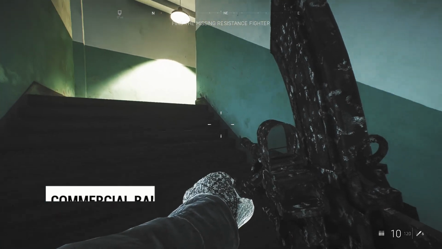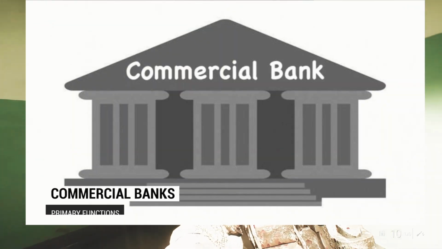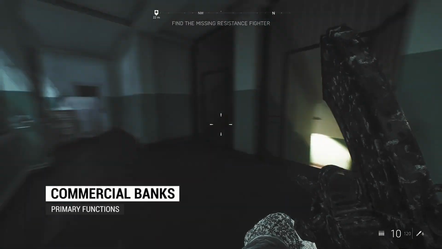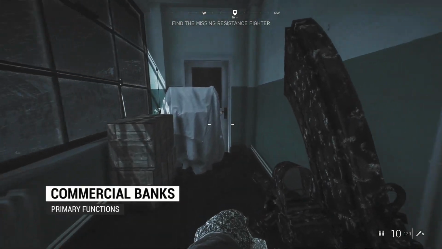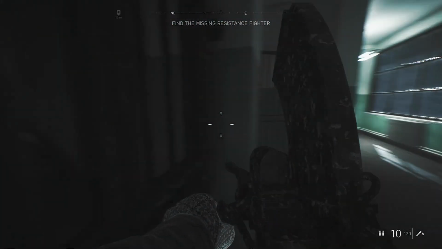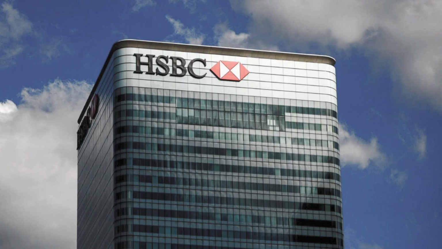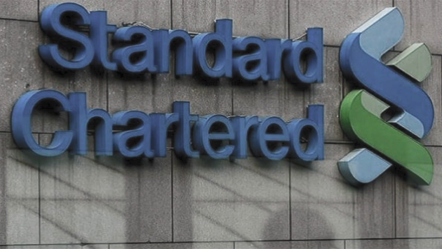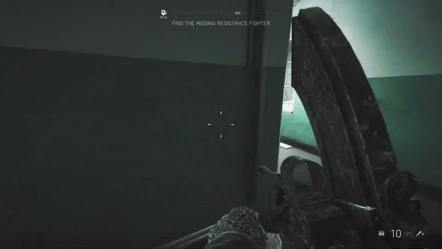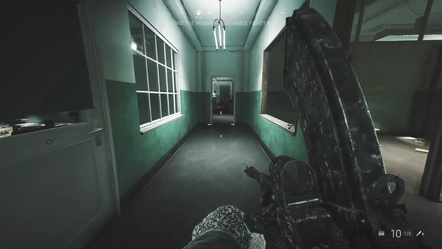Functions of commercial banks. A commercial bank is a retail bank that provides financial services to its customers, such as accepting saving accounts and approving bank loans. Examples of commercial banks are HSBC, Barclays, and Standard Chartered. All commercial banks are responsible for maintaining the deposits of their account holders.